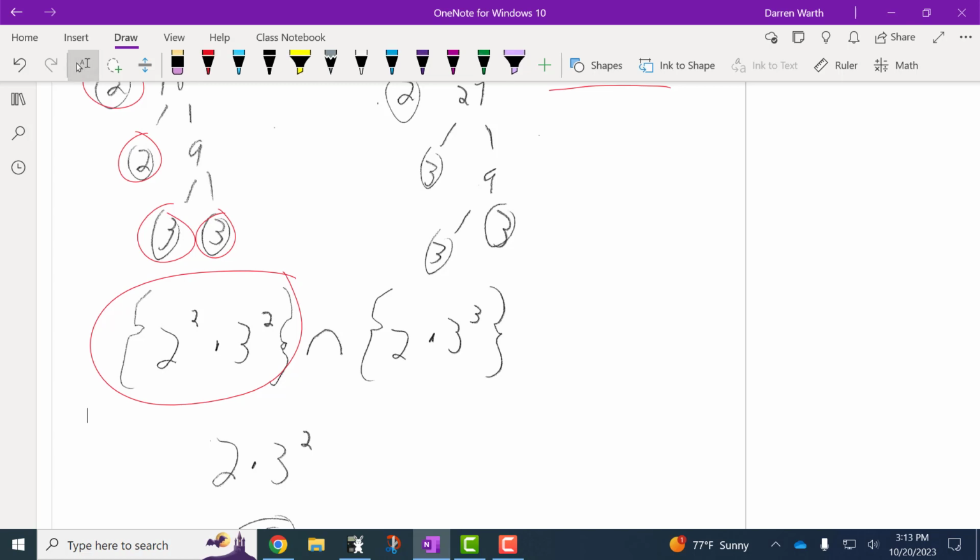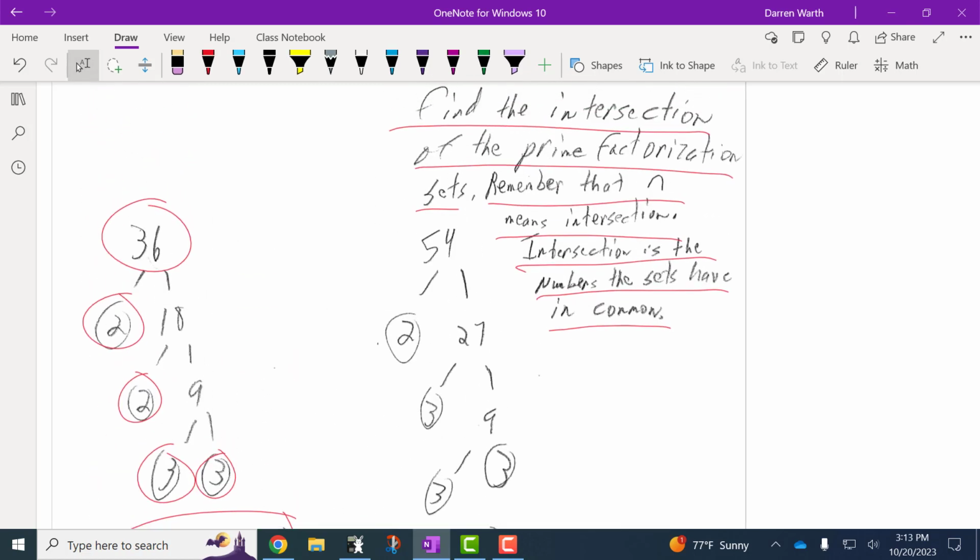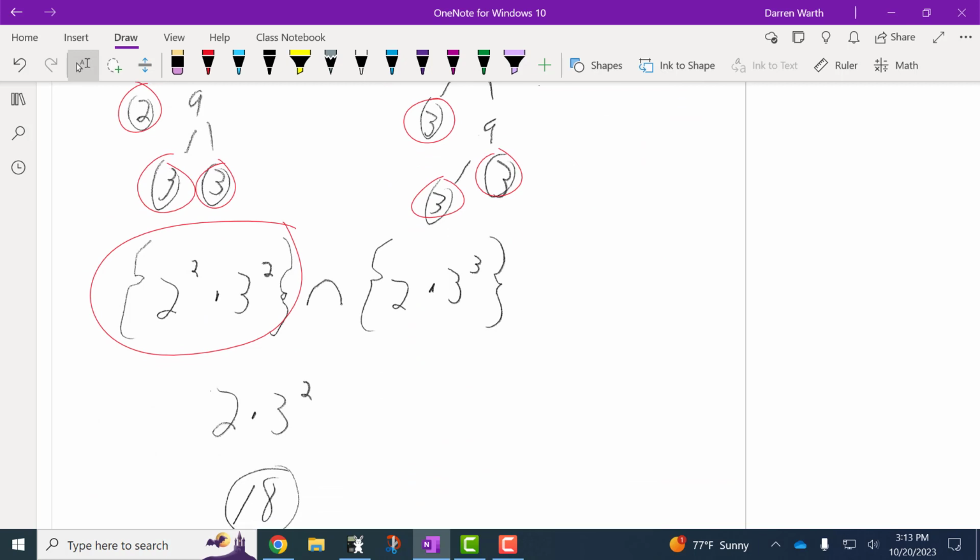And I come over here to my other number that I want to find the greatest common divisor with, and that number is 54. So I do its prime tree also. So notice that's going to be 2 times 27, which is 3 times 9, which is 3 times 3. So its prime factorization is just going to be those prime numbers, which is going to be 2 times 3 to the third.